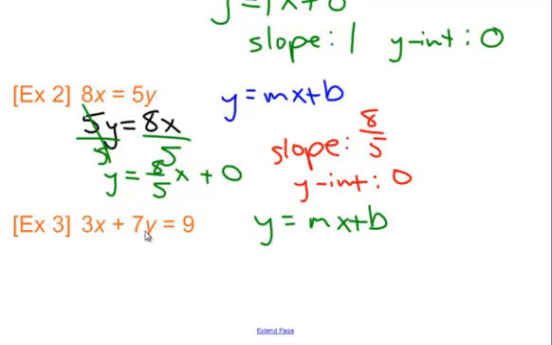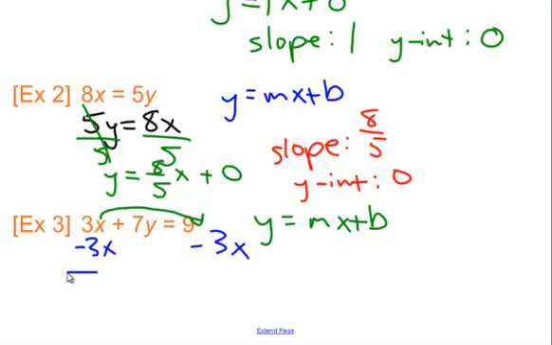So right now it's 3x plus 7y equals 9. So we need to get this 3x. First thing we have to do is get this 3x away from the 7y. And we need to do that by putting it on the other side of the equation. Now, how do we put a positive 3x on the other side of the equation? Well, we subtract 3x.